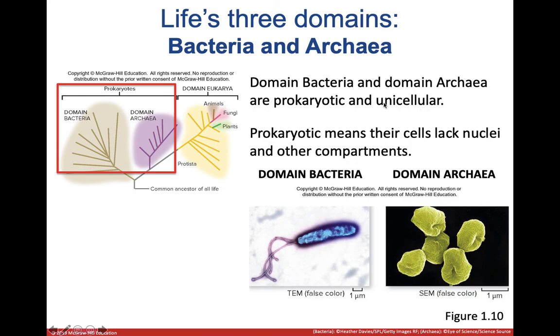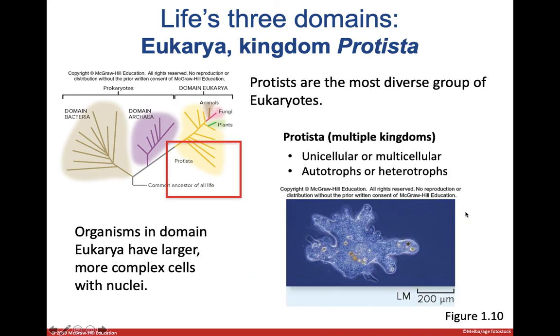They might live in colonies, little blobs of multiple cells together, but they're all unicellular. They don't need multiple cells around to function. They can live by themselves perfectly fine. So this is domain bacteria down here. This is Helicobacter pylori, the bacteria that causes stomach ulcers, and our little archaic organisms over here. These guys are super cool.